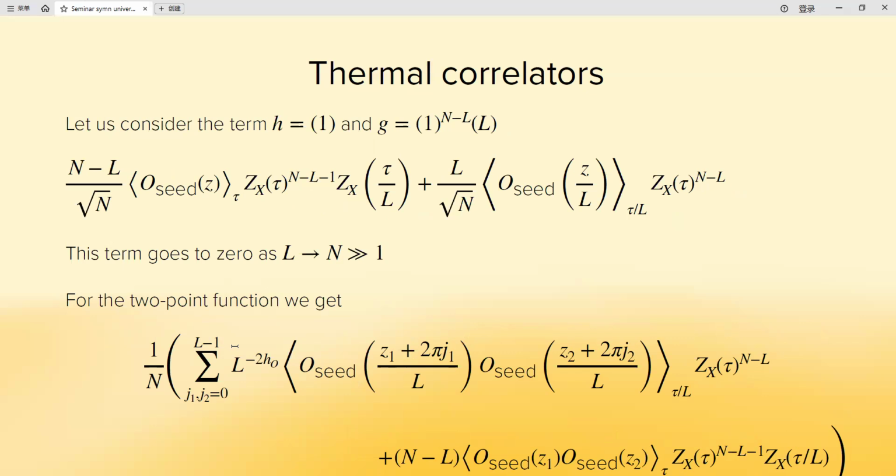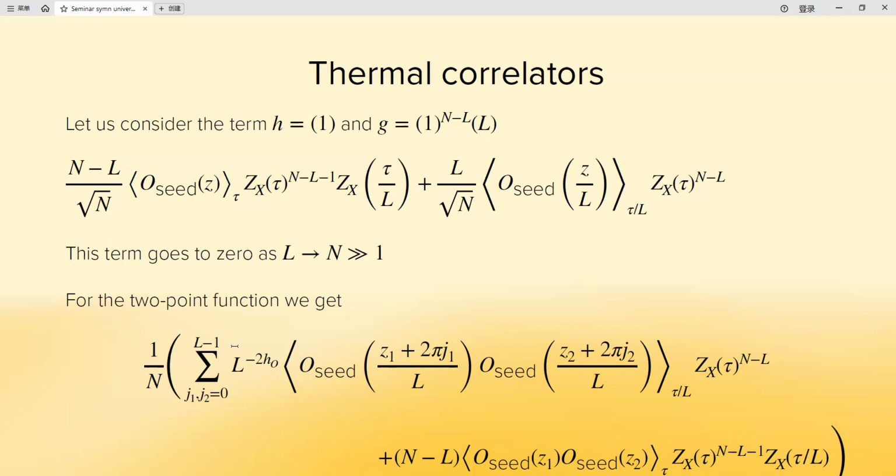First, to get a feel of things, and second, this one was the important one to find the universal behavior for the partition function. And so in the same way, it will be important for universality in the thermal correlators. All right, so first let's look at the 1-point function.